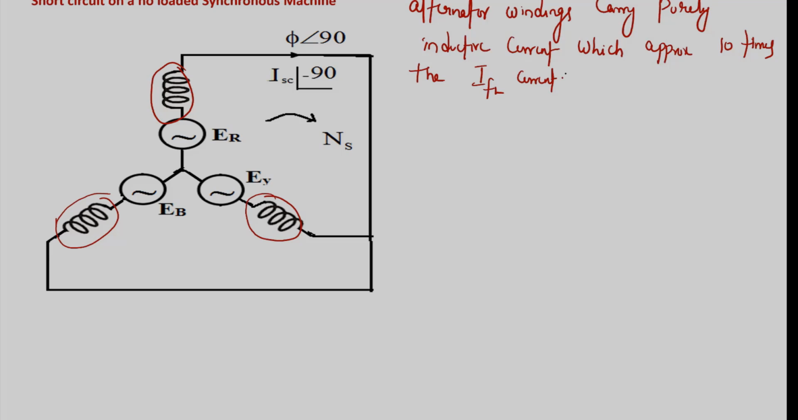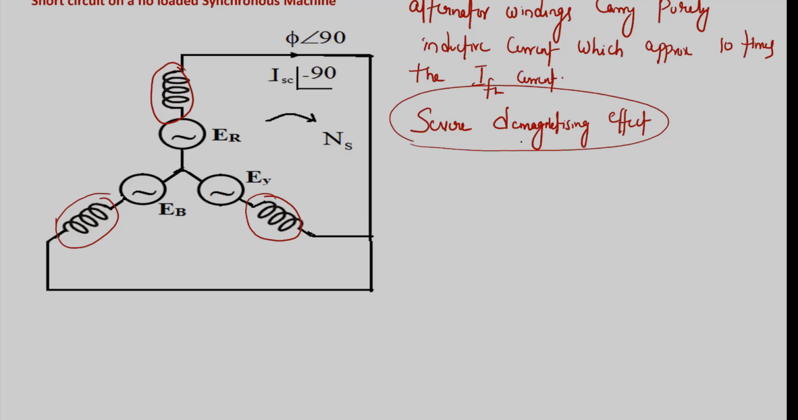There will be a severe demagnetizing effect. Severe demagnetizing effect. So what happens? This severe demagnetizing effect would otherwise have made the main field flux zero. Why? Because the magnitude of the stator flux in this circumstance is far greater than the magnitude of the rotor flux.